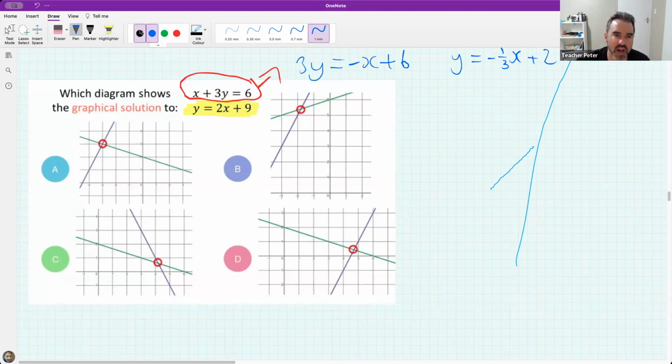Okay, now what I'm going to use to help me is I need one line that has a negative gradient, but a y-intercept of plus 2. And then I need another line that has a y-intercept of 9, but a positive gradient. Which of these 4 options matches those 2 straight lines?